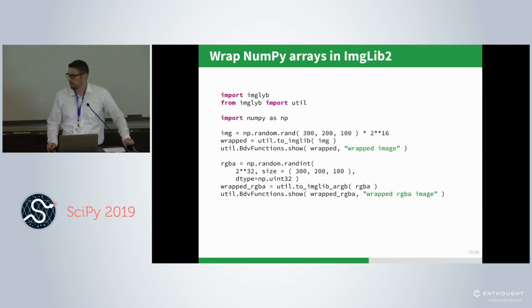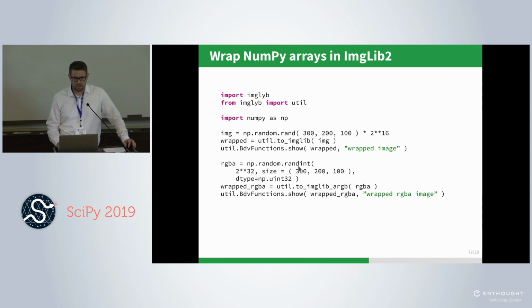Let's start with a very simple example. We want to simply wrap NumPy arrays as in ImageLib 2. So first we import ImageLab, and then of course we also want to import NumPy. Can you all see the mouse pointer here? Great. So we generate a NumPy array of random numbers, and we just wrap it into an ImageLib 2 data structure. That's all that it takes already. So ImageLib 2 now has direct access to the memory of this NumPy array. And then we can use BigDataViewer to show this image.